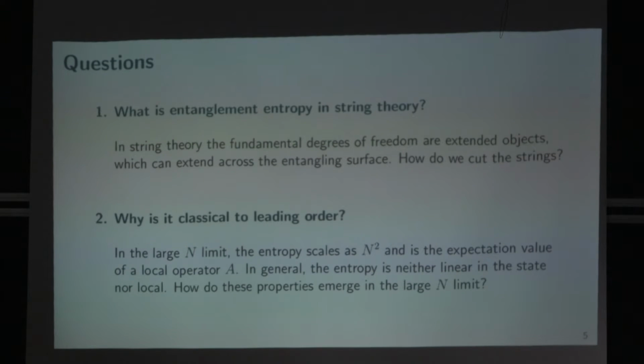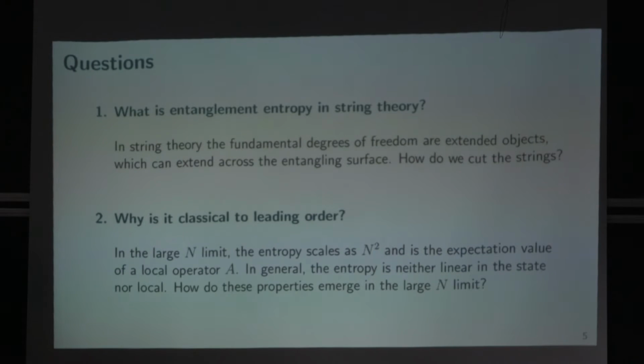So question 1 is, how do we understand entanglement in string theory, given that there are these extended objects? Roughly, how do we cut a closed string into open strings and then count the pieces? That's basically the question. And then the second question is, why do we have this behavior that at leading order in n squared we have something like a classical local object? Why do we have this area term?